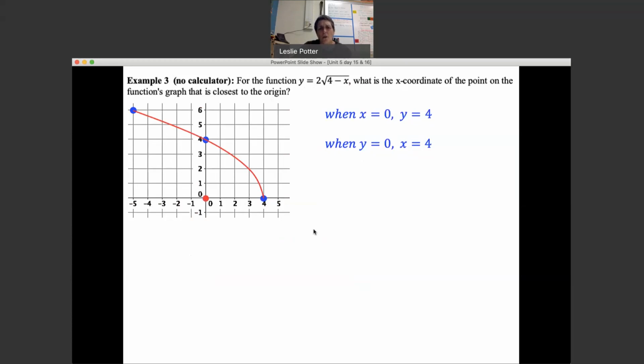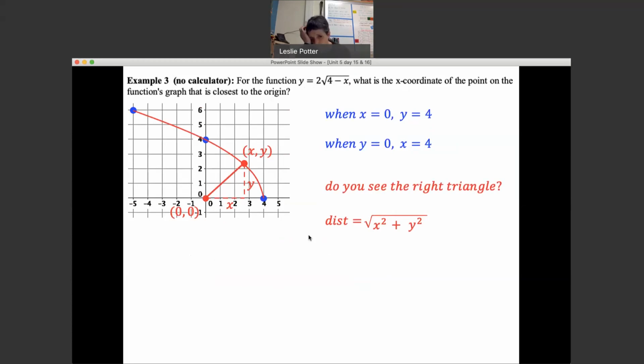Okay, so we know that we want this distance here from the origin to some random point on this parabola. And we know the distance is basically the hypotenuse of the Pythagorean theorem. So if I start putting in dashed lines here, drop a vertical down, we can see a right triangle there. So our distance is x squared plus y squared, and then take the square root of that. So that's basically the hypotenuse. So that's what we're trying to minimize.